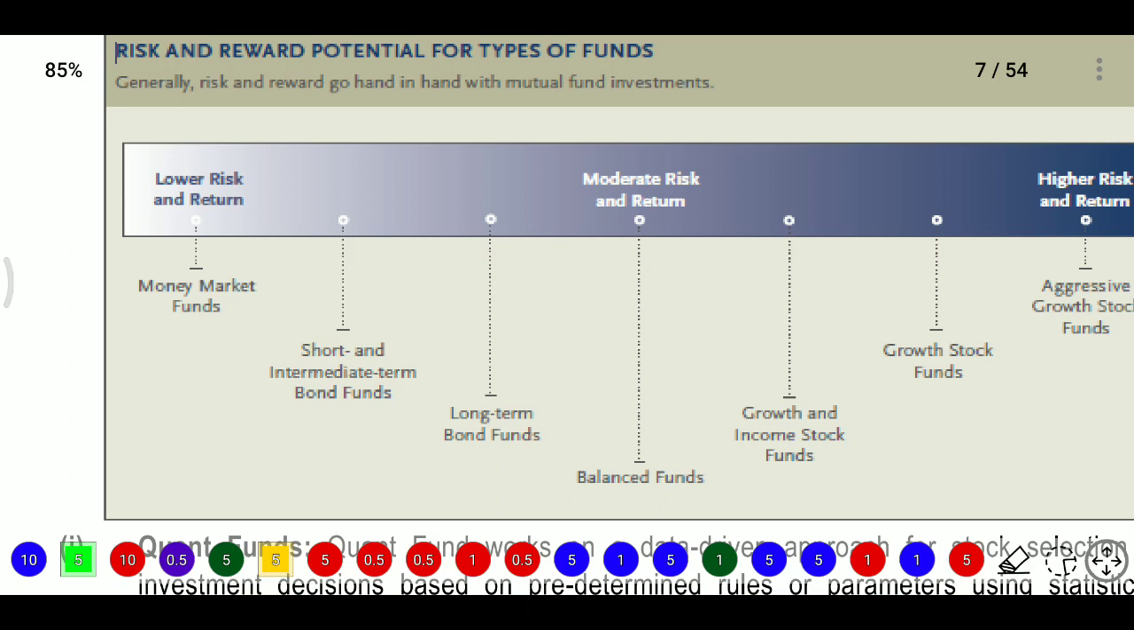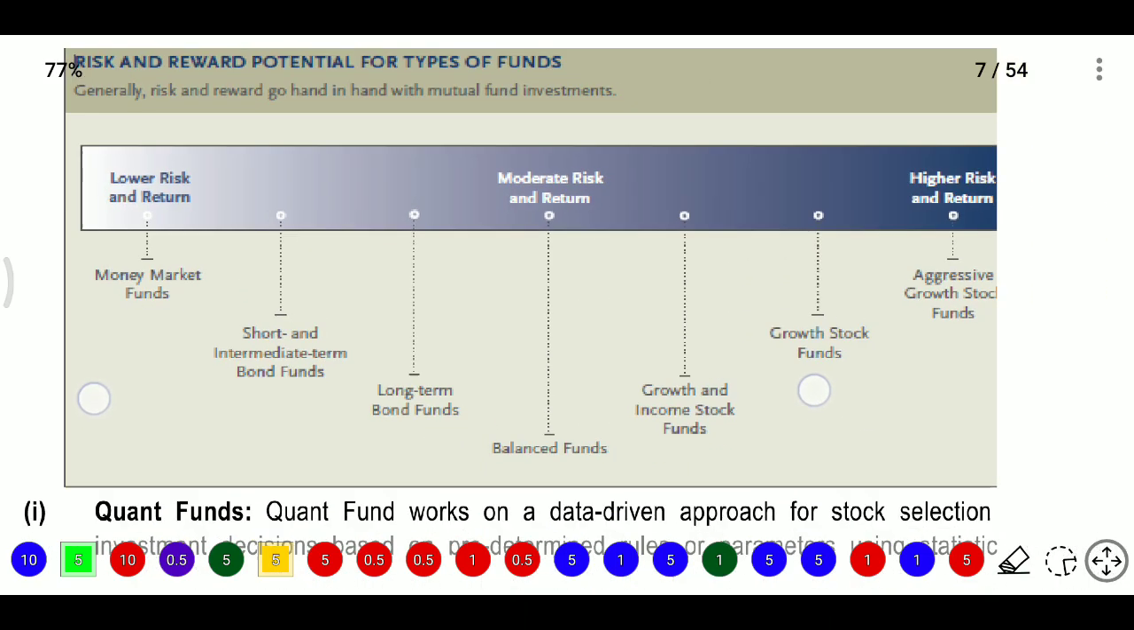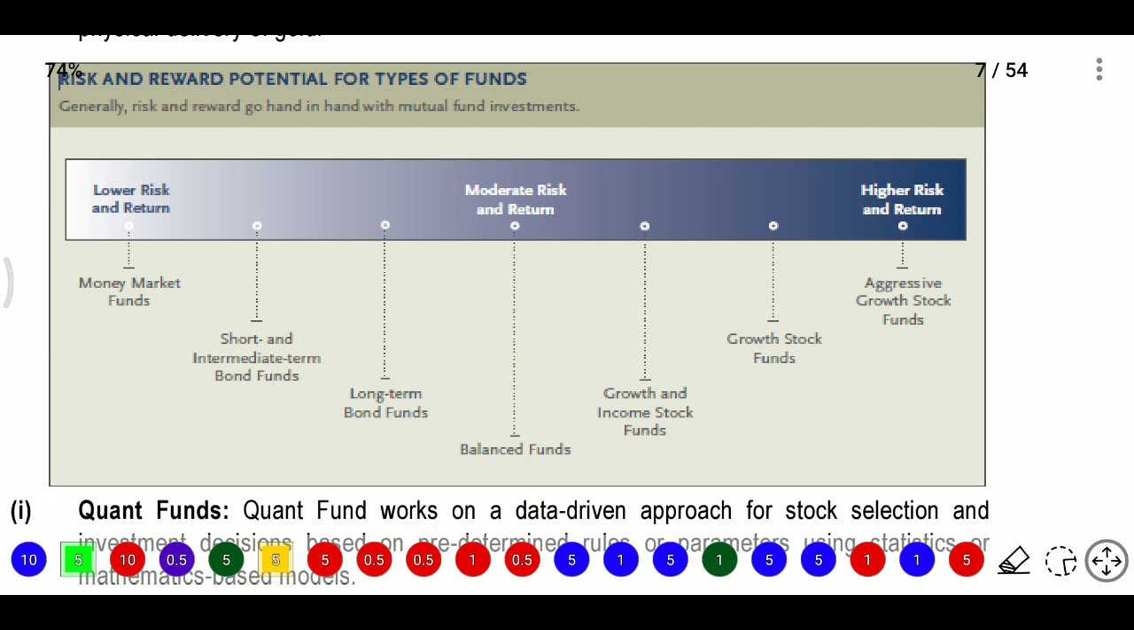For moderate risk, it is long term bond funds, whereas we have balanced funds and growth and income stock funds. And after that, higher risk funds means aggressive growth stock funds. Aggressive means what? We are investing more amount into equity, so it becomes an aggressive fund. When we are investing more amount in debentures, it becomes a conservative fund.